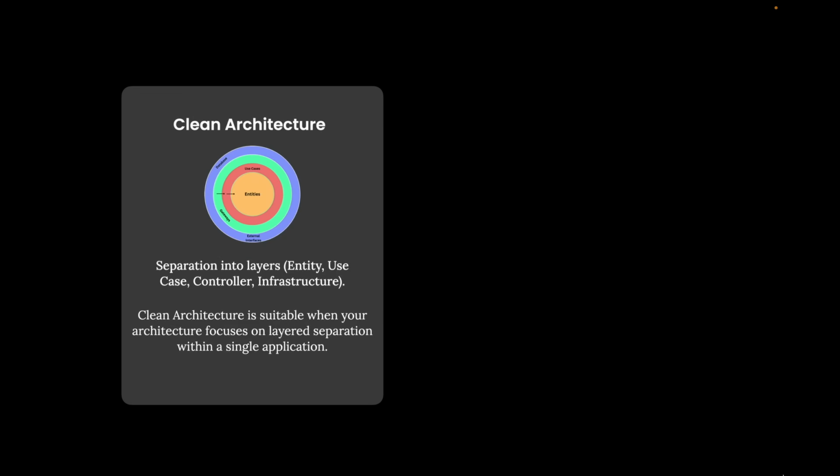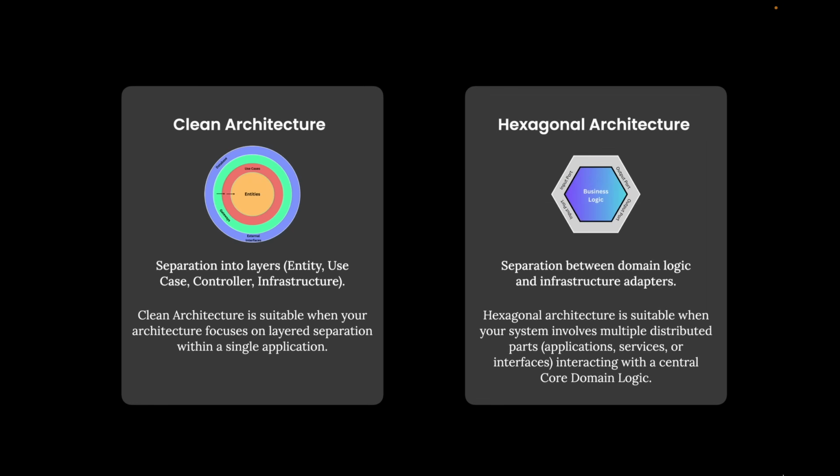Now, if we compare Clean Architecture and Hexagonal Architecture, we see some key differences. Clean Architecture is newer and evolved from Hexagonal Architecture. It focuses on layer separation within a single application, separating concerns into entities, use cases, controllers, and infrastructure. Hexagonal Architecture is older but, in my opinion, still very effective. Best suited when your system involves multiple distributed parts. It focuses on interactions between services and external interfaces. So, if you have multiple interfaces, Hexagonal Architecture makes more sense.